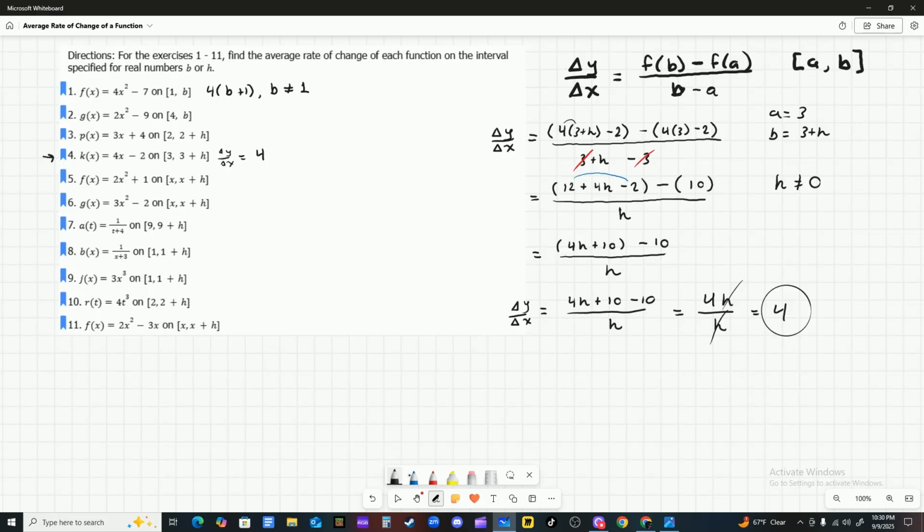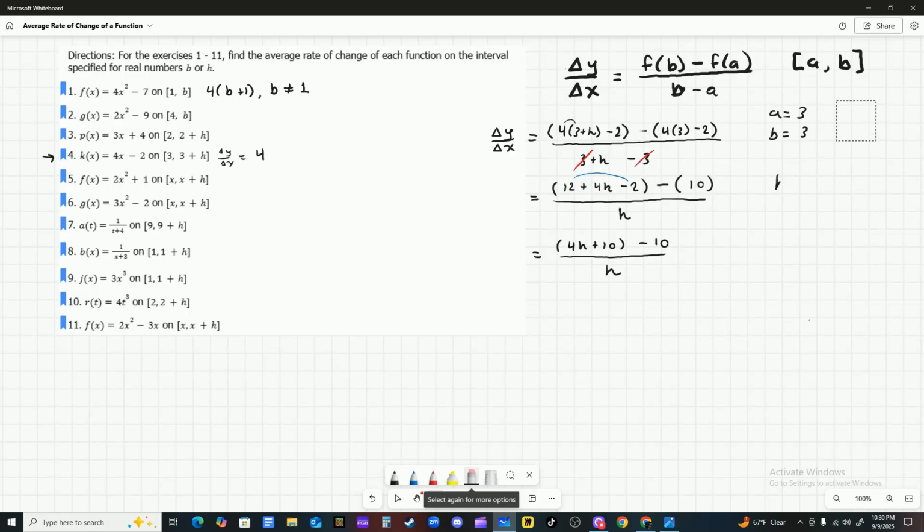Because there's nothing to plug in for h. It really doesn't matter what h is. The average rate of change is 4 no matter what. So we can just leave it as 4. So that's number 4. Number 4 is equal to 4. Huh. Pretty funny. All right, let's move on to another example.